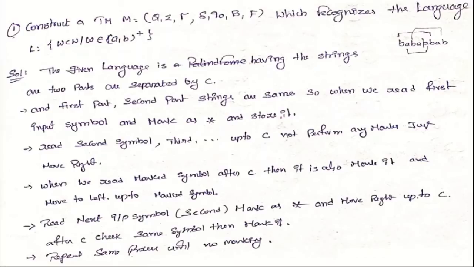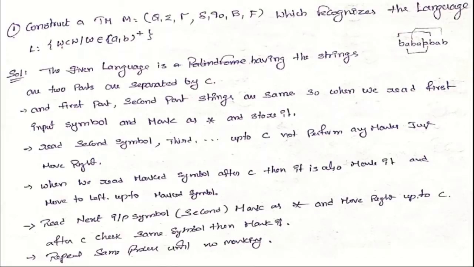Good morning, students. In this video we will discuss how to construct a Turing machine for a simple language. The question is: construct a Turing machine which recognizes the language L equals WCW, where W is any string generated from the alphabet A, B. Now we will construct the Turing machine for the language L equals WCW.